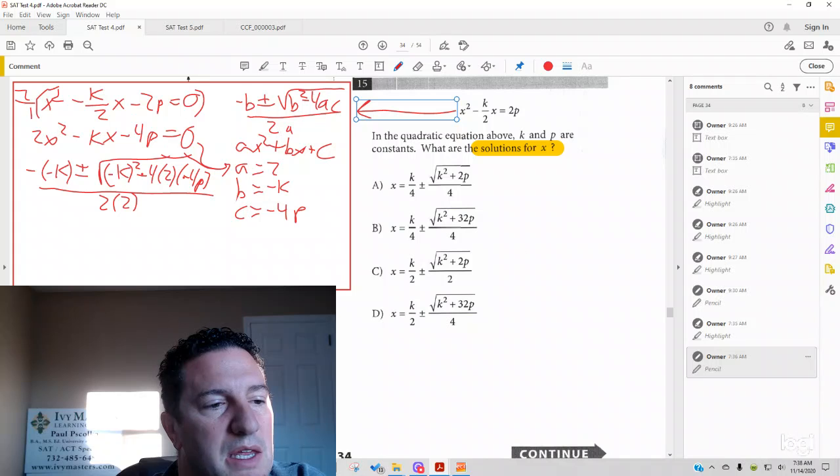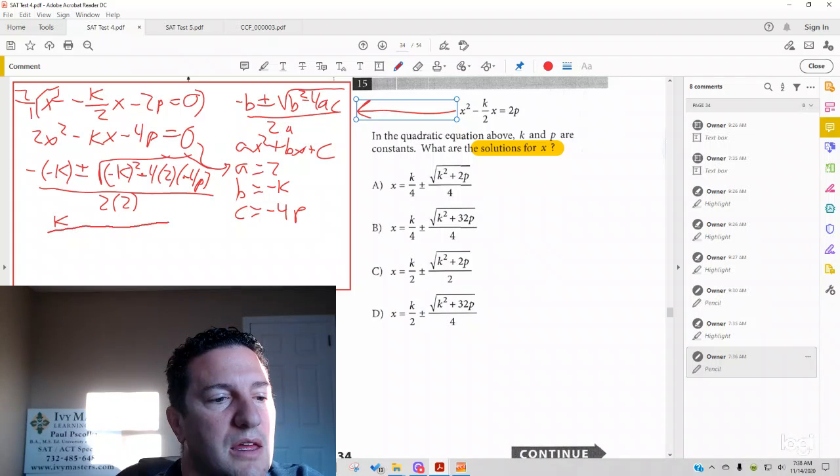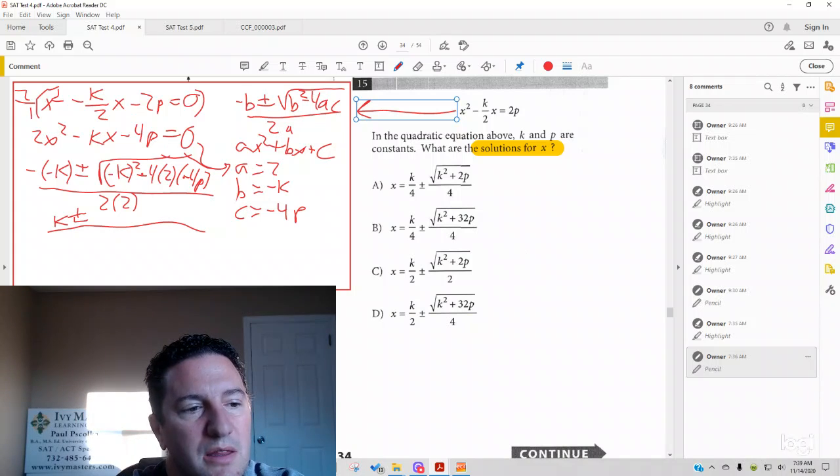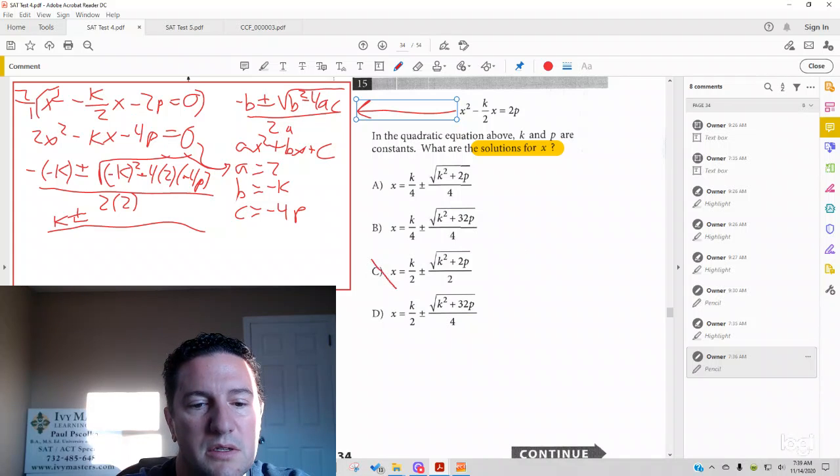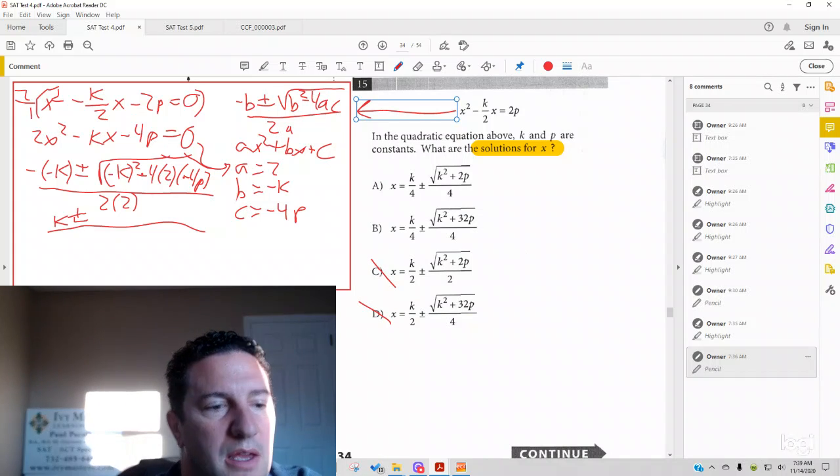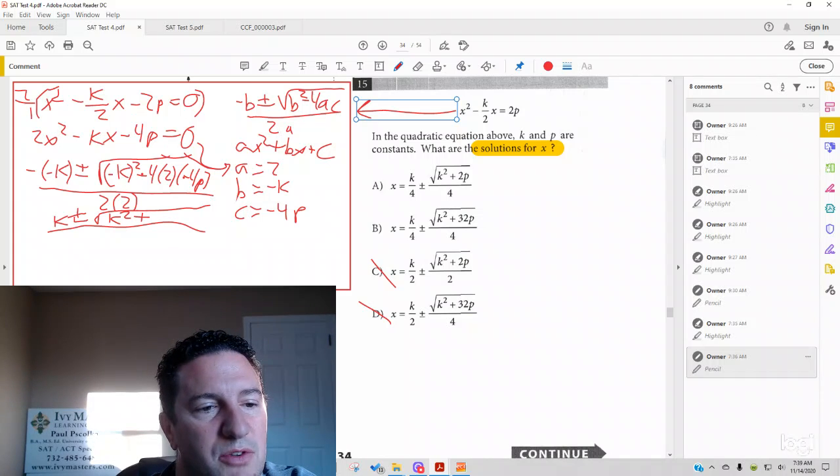And then notice in the beginning, you get a negative k, so you get a k plus or minus, and you can tell already that that is going to be over 4. C and D are gone. And what do you get inside the square root? You get k squared, and negative times negative is a positive, and 4 times 2 is 8, times 4 is 32p, the whole thing over 4.